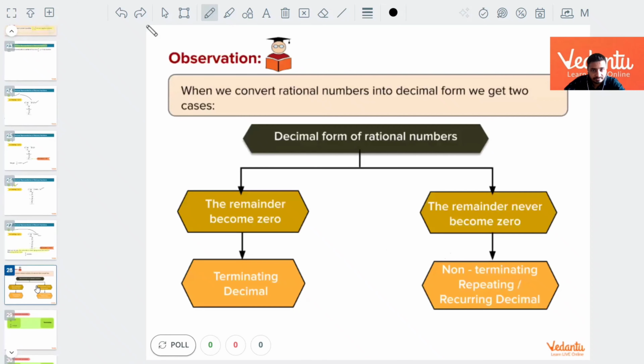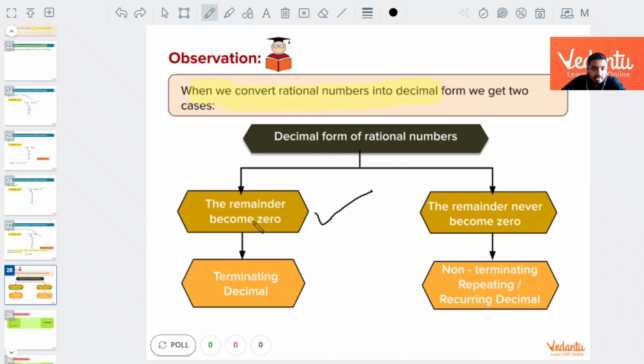Next question. What we have observed? Tell me what we have observed. When we convert rational numbers into decimal forms, there are two types of cases. What are the two types of cases? Either the remainder will become 0.